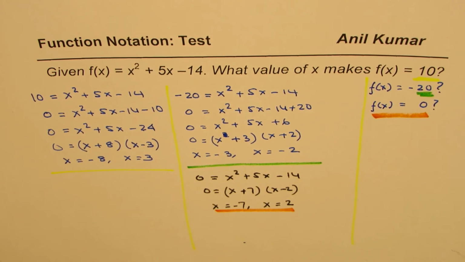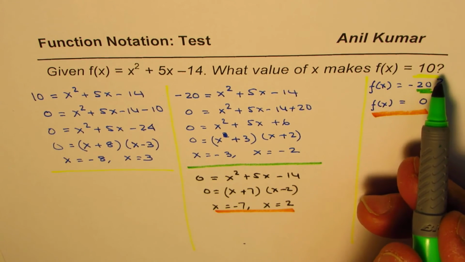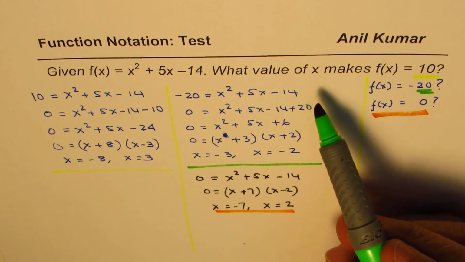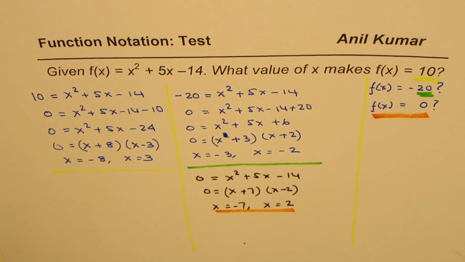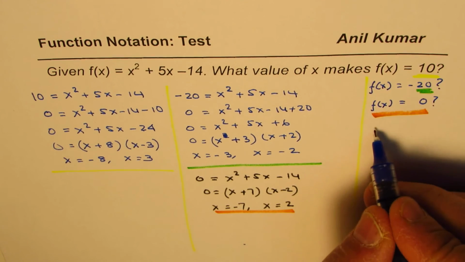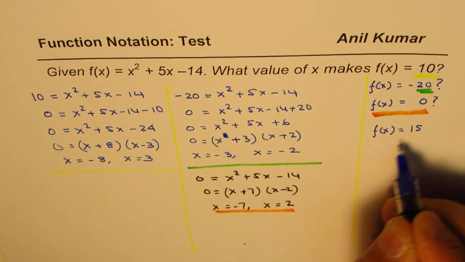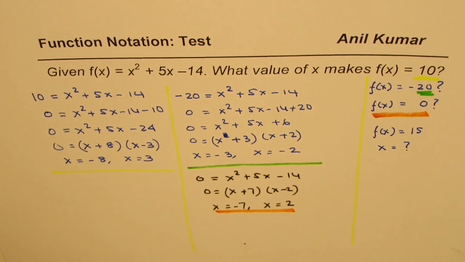So likewise, we could solve such equations. We could solve for x when we know what f of x is. Now, all the time you may not be getting values which are factorable as we had. Now what I'd like you to do is take up a value in between these. So if f of x is, let us say, 15, find x. So that is the question for you to do.